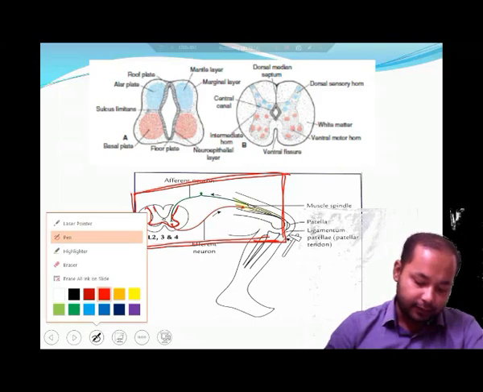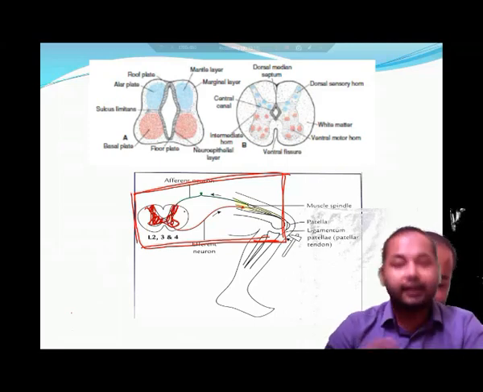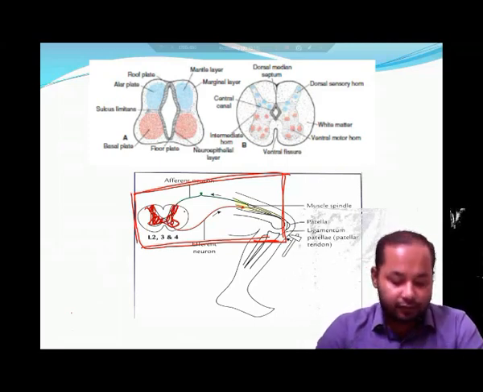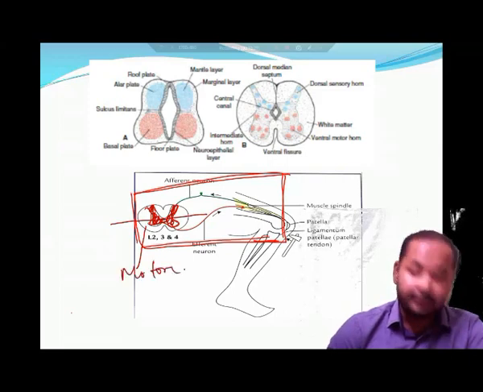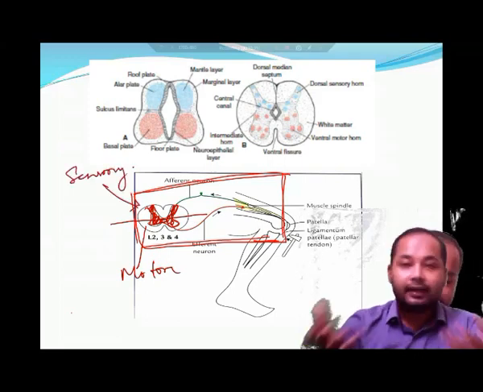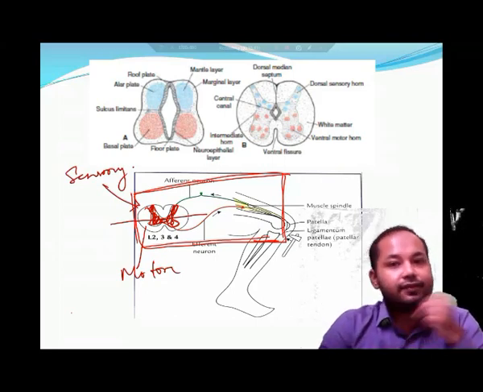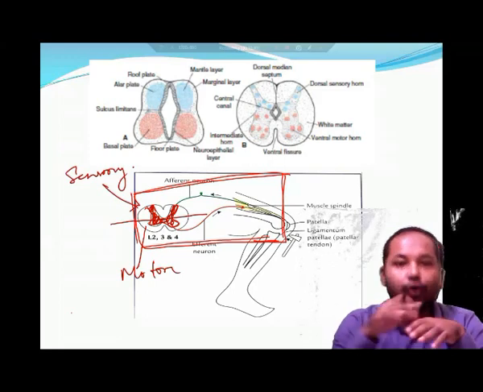Suppose for the gray matter I use the brown color. This is the gray matter, and the surrounding area is the white matter. White matter is always white. But I am going to divide this so that the anterior part is motor, that means it is giving rise to the command, and the posterior part is sensory, that means it is carrying the sensations from the periphery, either the touch sensation from the skin or the sensation.